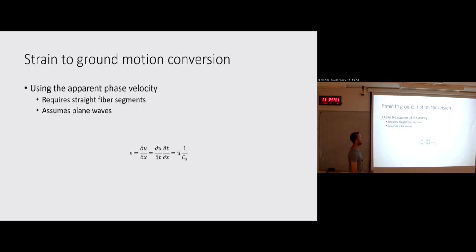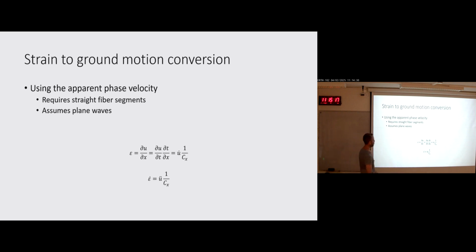The way that we usually convert strains to ground motions is using this simple relation. We can write strain as the spatial derivative of displacement, du/dx, and then using the chain rule, we can break down du/dx to du/dt, which is actually the velocity, times dt/dx, which is 1 over the apparent phase velocity. So we have 2 velocities here. This is a velocity for the movement of the ground, orders of centimeters per second. And this is the velocity of the seismic wave, which is 100 meters per second to kilometers per second.